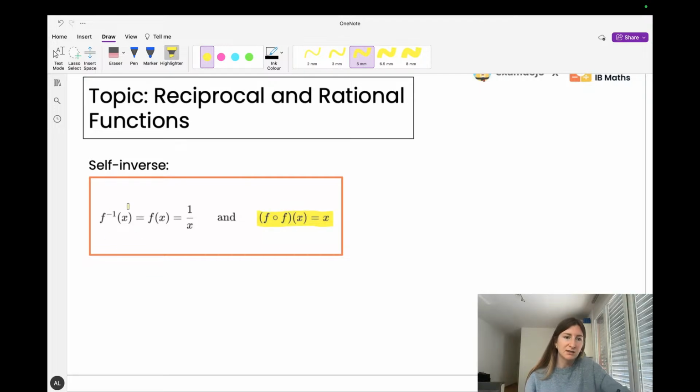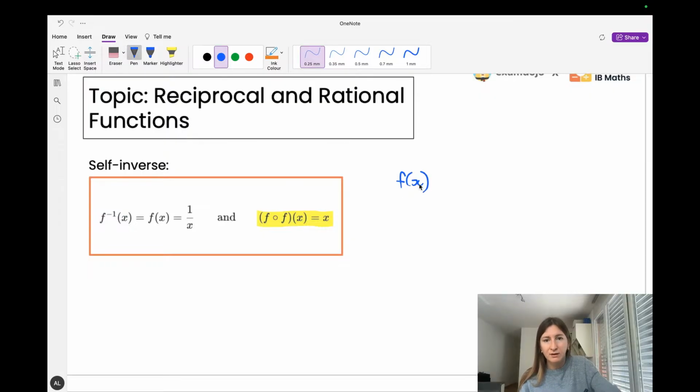You could either find the inverse function and show that it equals the original function, or you can use this. So let's try that. Let's say we have f of x equals 1 over x. Now I'm going to put that function inside itself. Wherever there's an x, I have to put the function inside. So I'll put a bracket because that's where the x needs to go. So 1 over x is inside itself.